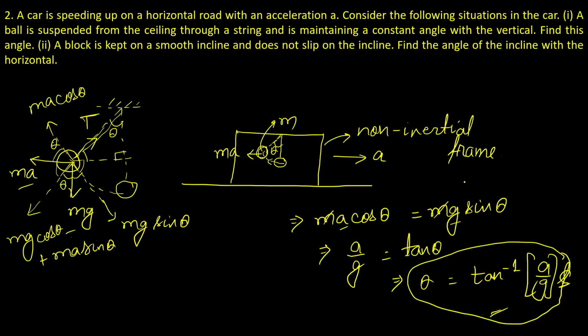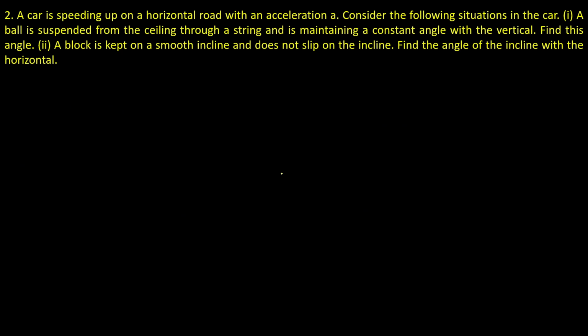So this is the angle that is made by this string with the vertical when this car is moving with an acceleration a in the forward direction. So this is the answer to question number 1. Now let us read question number 2. A block is kept on a smooth incline and does not slip on the incline. Suppose this is an incline. A block is kept on a smooth incline like this, say of mass m, and does not slip on the incline. Find the angle of the incline with the horizontal.